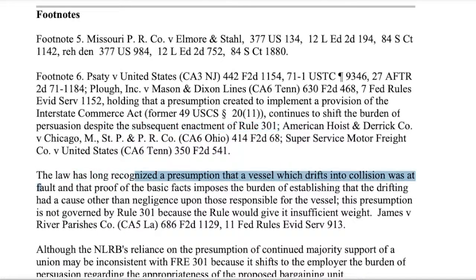The law has long recognized a presumption that a vessel which drifts into collision was at fault, and that proof of the basic facts imposes the burden of establishing that the drifting had a cause other than negligence upon those responsible for the vessel. This presumption is not governed by Rule 301 because the rule would give it insufficient weight.